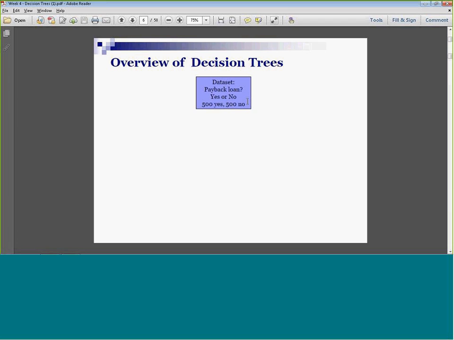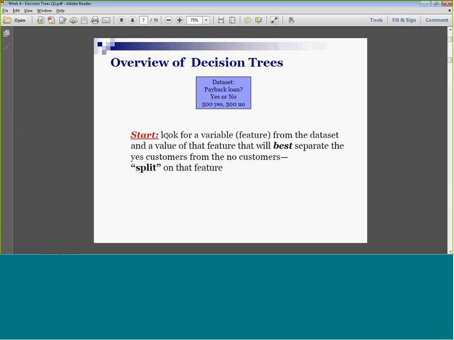So let's say we find a variable that can split that tree. We start by looking for a variable, a feature, one of those inputs from the data set, and a value for that feature. So it's not just a feature, but a value for the feature that will best separate the yes customers from the no customers. And we split on that feature. So what do we have to find? We have to find a variable and a value of that variable, because if it's numerical, there can be lots of values. Suppose we want to split on how much they borrowed. They might have borrowed $50, $100, $75, $10,000, $500. Where do we split? We'll talk about that in a minute.